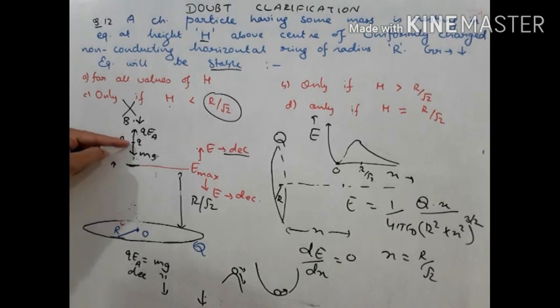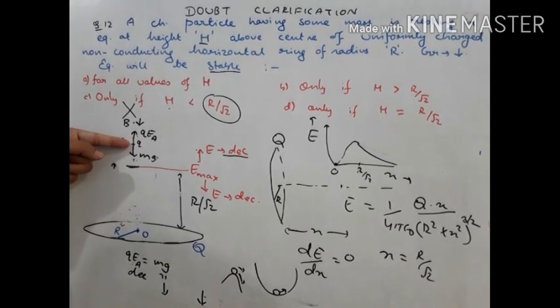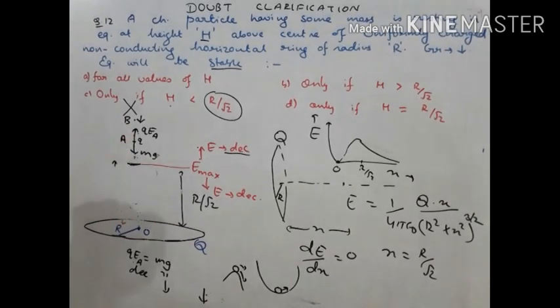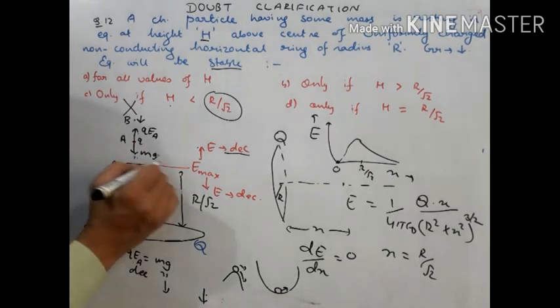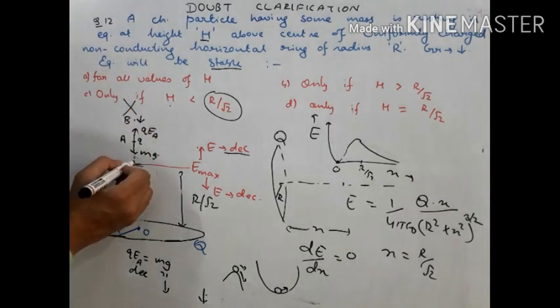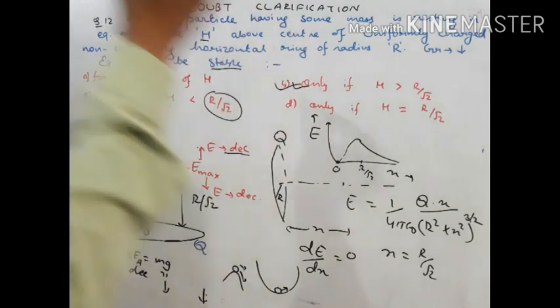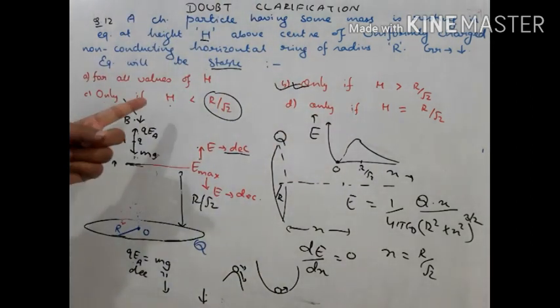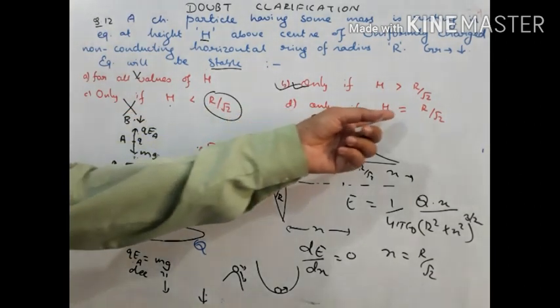Since shifting the charge above and below this point always makes the force direction in such a way that it brings it back to its initial position, that's why these positions correspond to stable equilibrium. And which points are these? These points are above this line. Which line is this? This is the point which is at a distance r by root 2 from the center. Above r by root 2. If our h is greater than r by root 2, only then we can have stable equilibrium. Since C is wrong, A will also be wrong. It can't be for all values of h, and only h is equal to r by root 2.